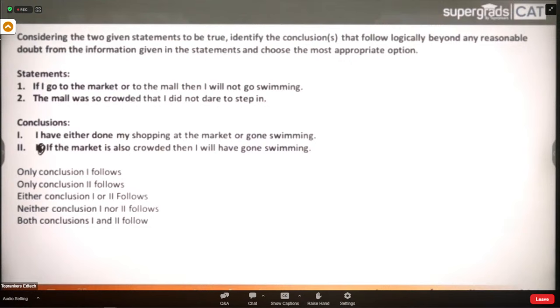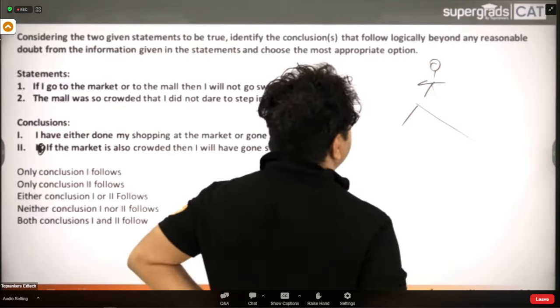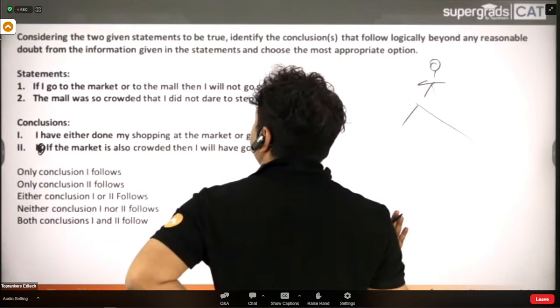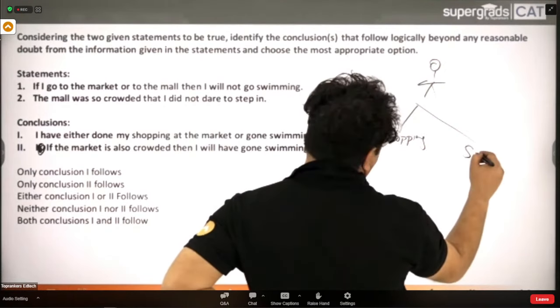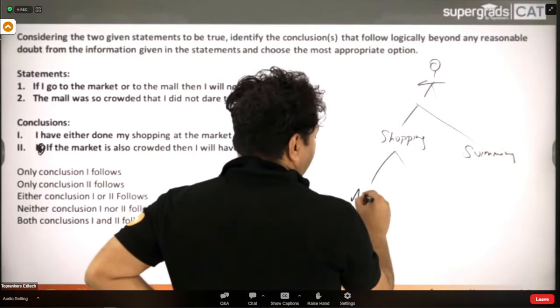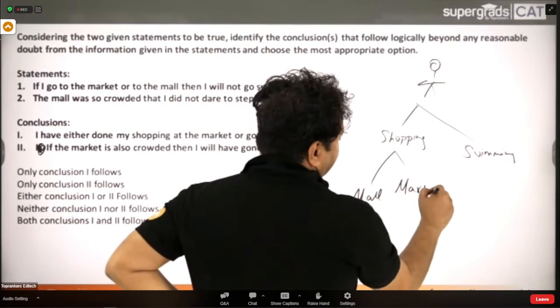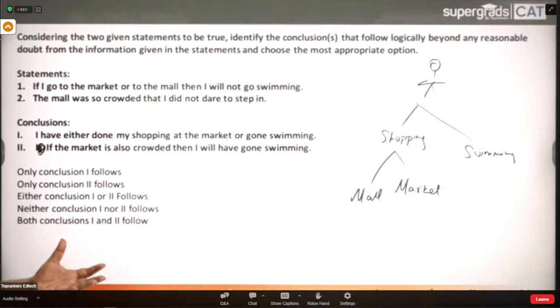So there are two different answers. Well, others, what do you think? Okay, let's understand this. There's a person who has two things to be done, either of two: one is shopping, and the other is swimming. But shopping can be done in two ways, either by going to the mall or to the market. So in a way it looks like we have two options, but there are three. Yes or no? Is that right?